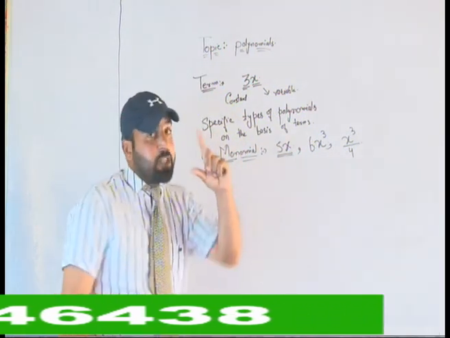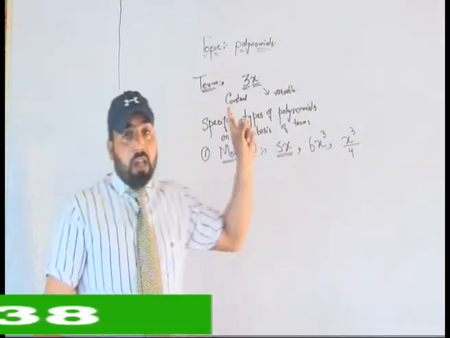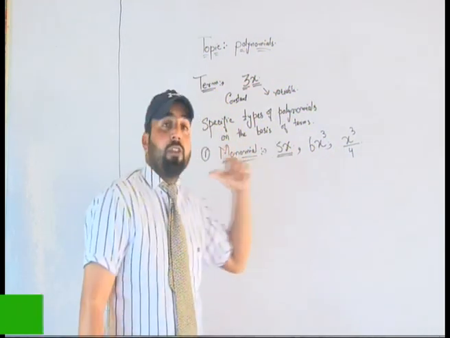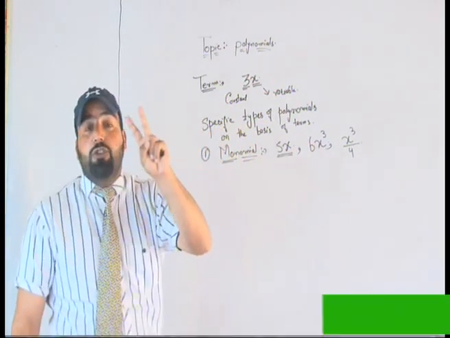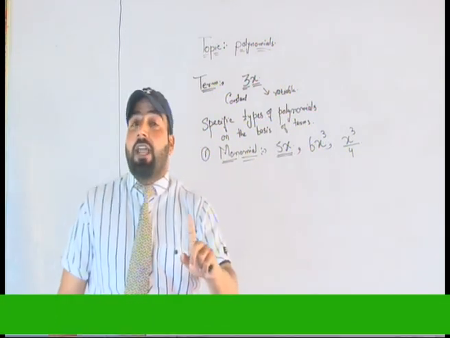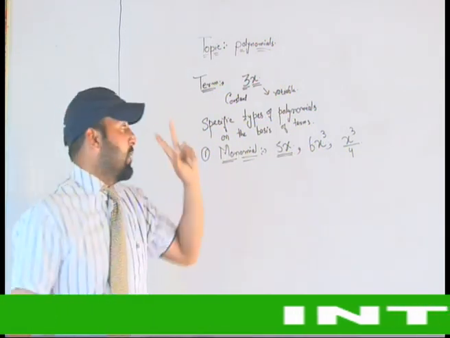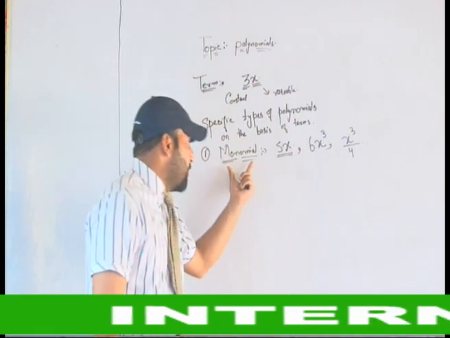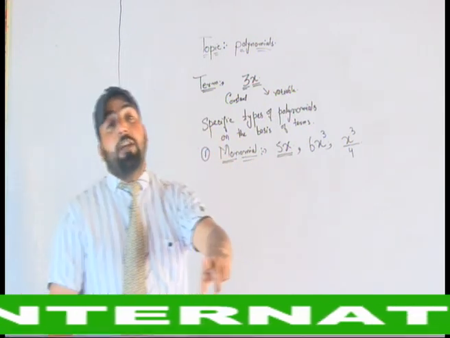The monomial satisfies the properties of the polynomial. Already in the previous lecture I told you the polynomial satisfies two properties. The first property is the exponent should be non-negative, and the second property is the coefficient should be real. So the monomial also satisfies the properties of the polynomial.